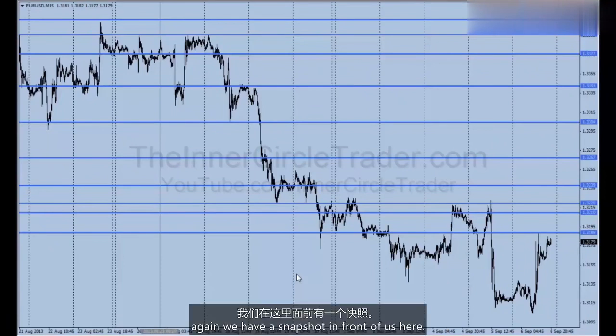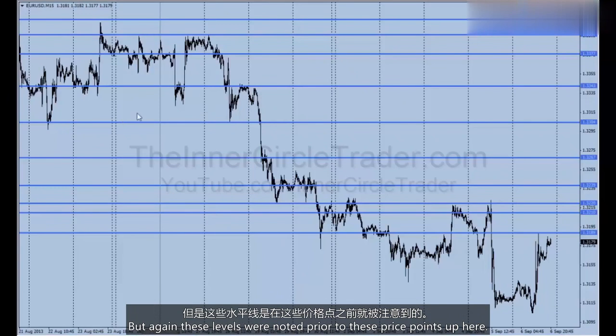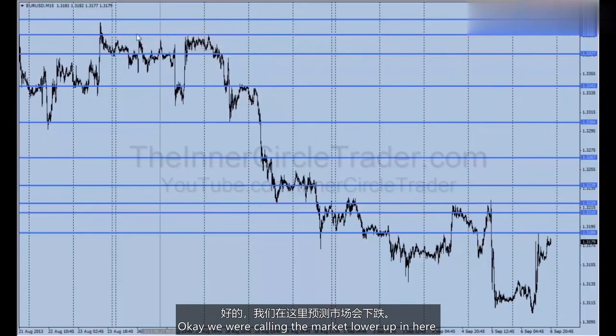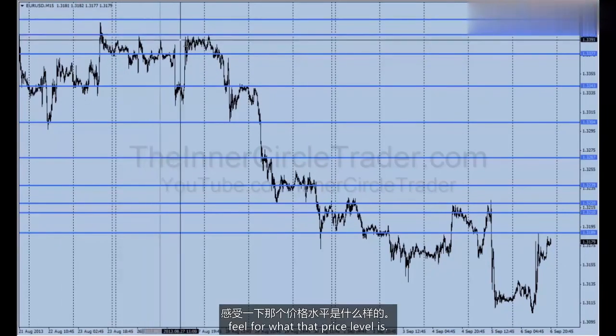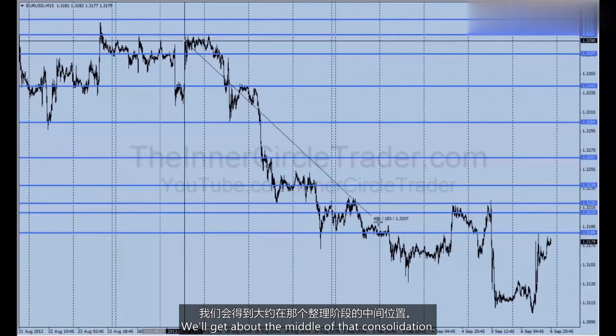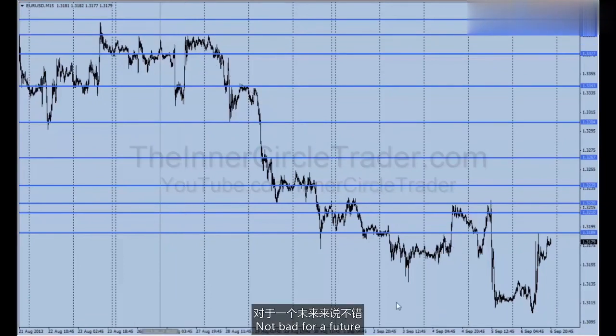Now, again, we have a snapshot in front of us here. This is essentially 2.5 weeks worth of price data. But again, these levels were noted prior to these price points up here. We were calling the market lower up in here, and the market has slid lower, to the tune of about, what is that? Let's get a good feel for what that price level was. We'll get about the middle of that consolidation, and the lowest low on last Friday comes in around 285 pips or so. Not bad, not bad from a perspective in terms of analysis.